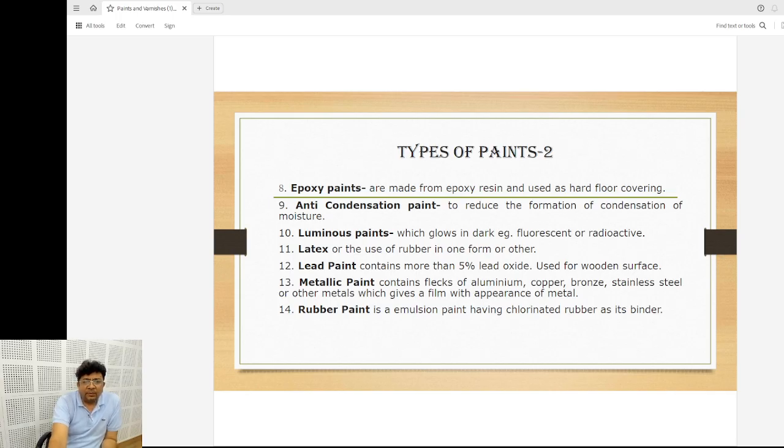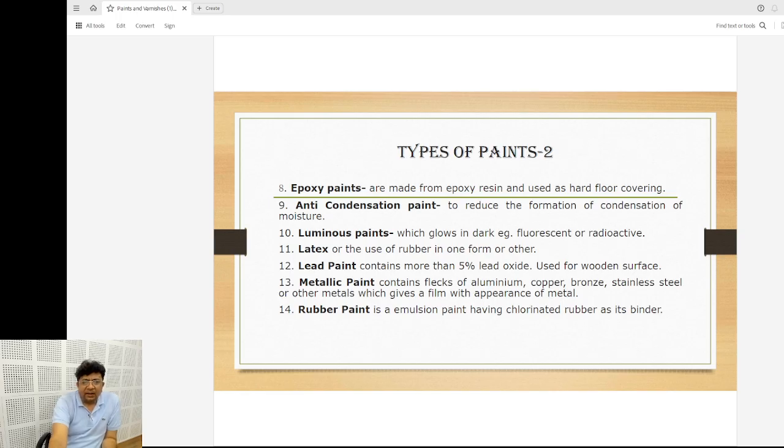Latex, or the use of rubber in one form or other. Then we have latex or the rubber paint also. For example, in some industries we need watertight or moisture proof surfaces or corners, so that there is no moisture on the other side of the surface. We use latex paint. Then we have lead paint, which contains more than 5% lead oxide, and which is basically used for wooden surfaces.